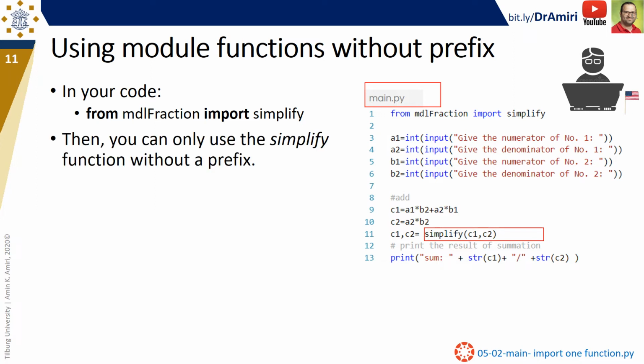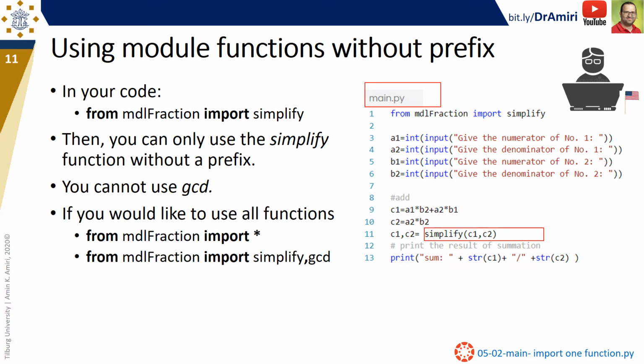So after that, you can just easily use simplify without mentioning the prefix. Note that if you write only simplify in the import clause, you cannot use GCD. If you would like to use all functions in the module, in the import clause just place an asterisk, and that means you want all the functions.